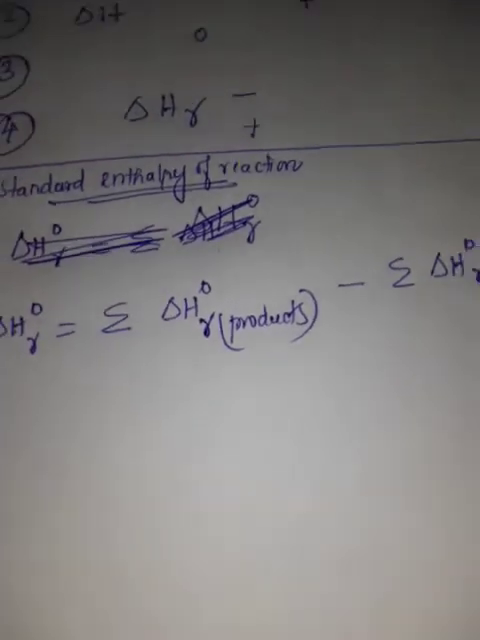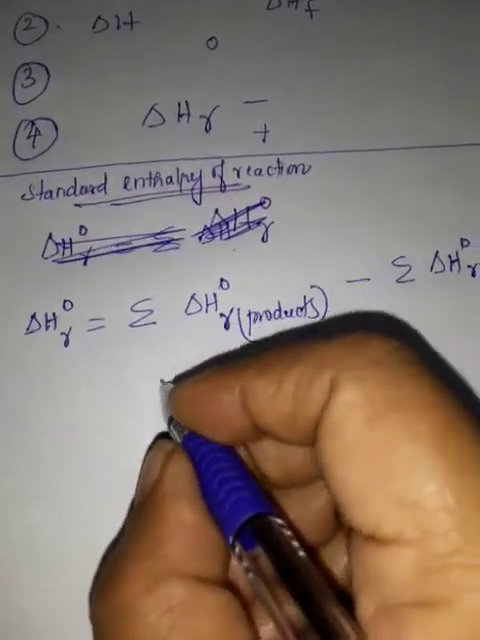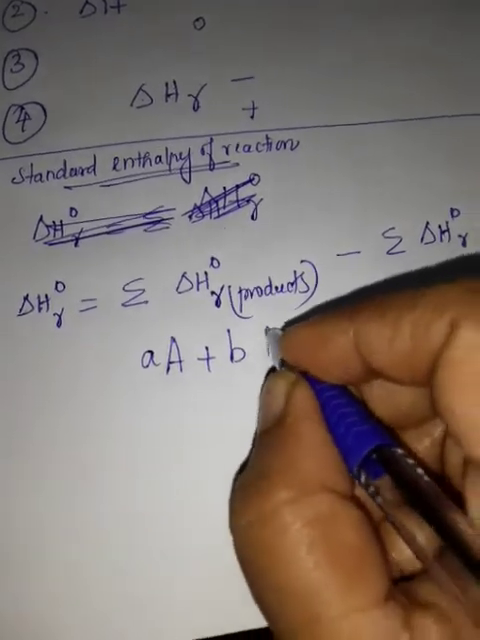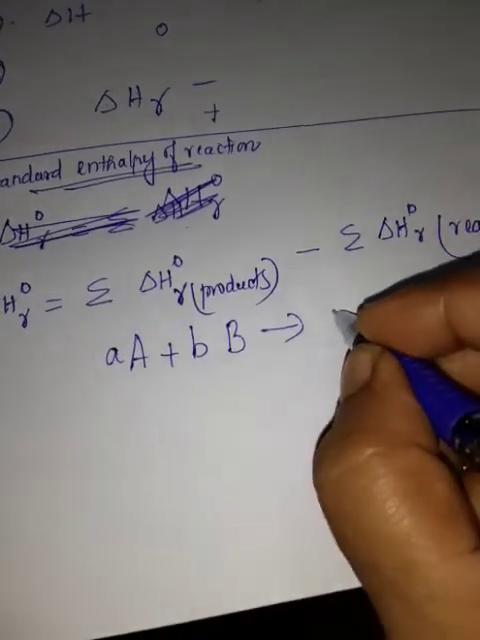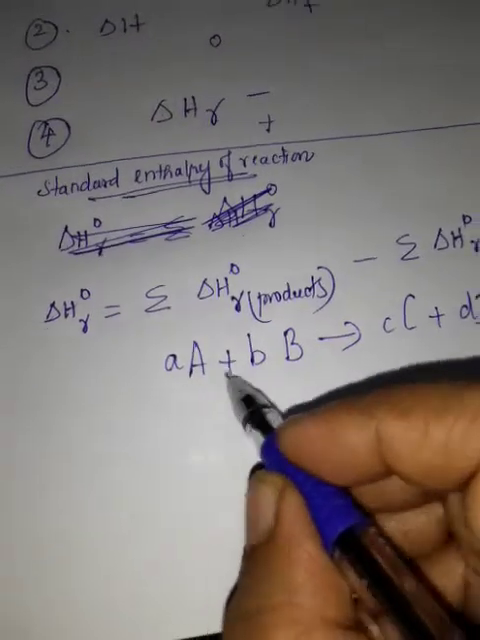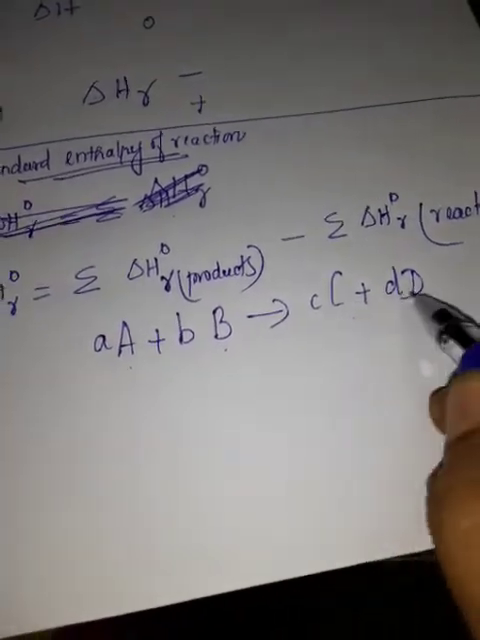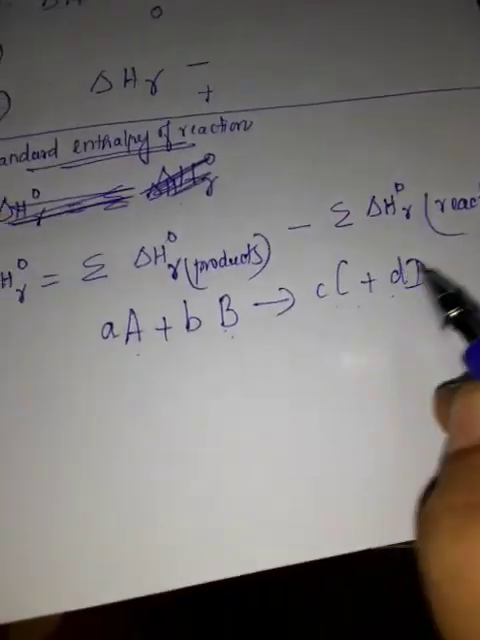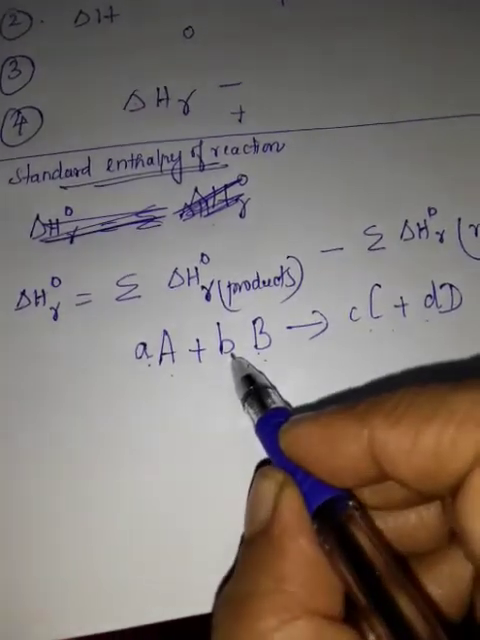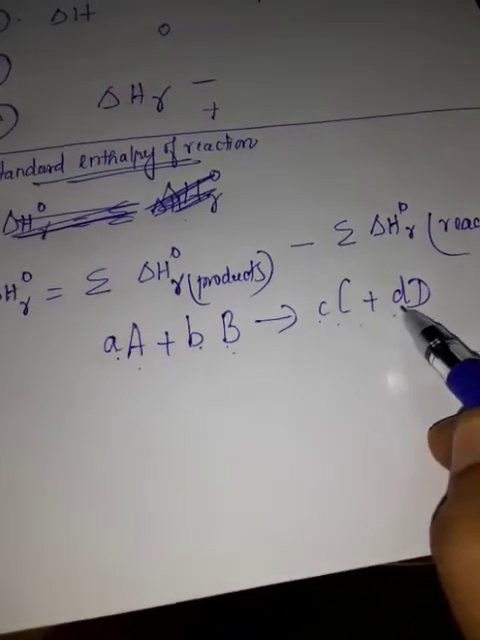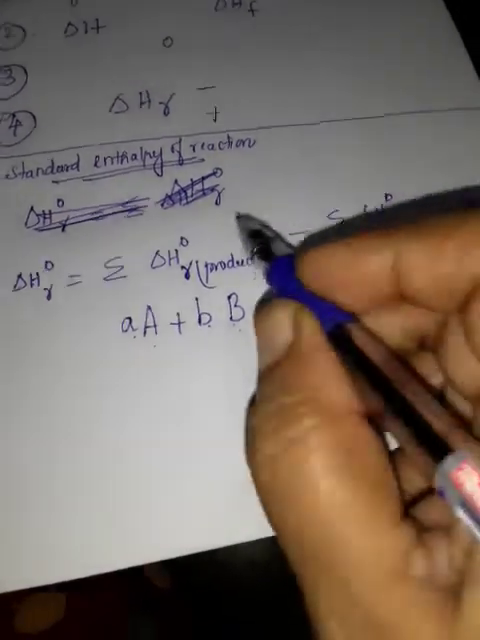Products minus reactants. Consider a general reaction: small a capital A plus small b capital B giving small c capital C plus small d capital D. Small a, small b, small c, small d are all moles. This is the number of moles of the reactants, and this is the number of moles of the products. So, how will you apply it in the formula?